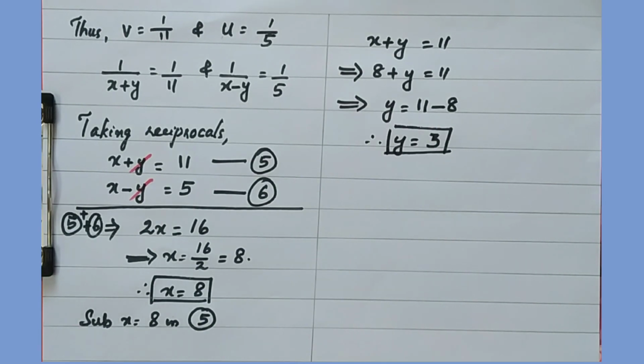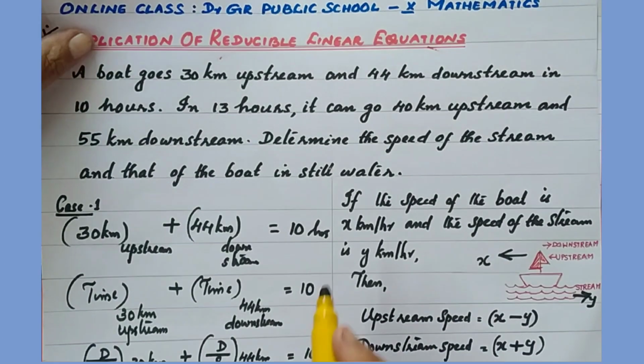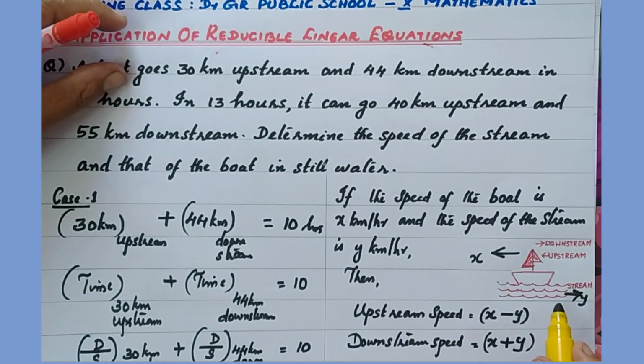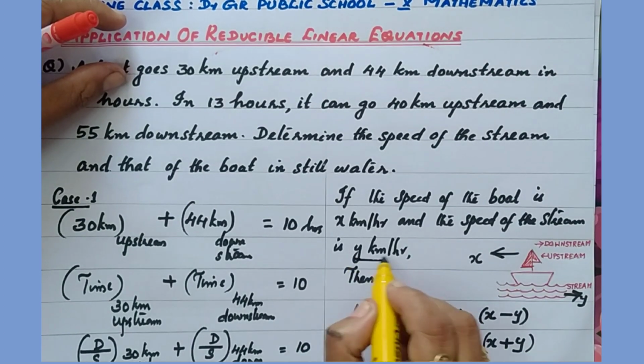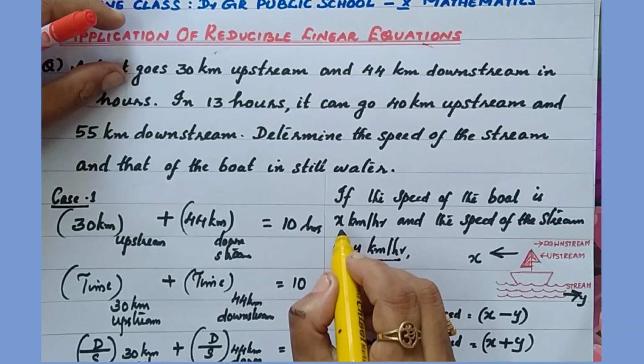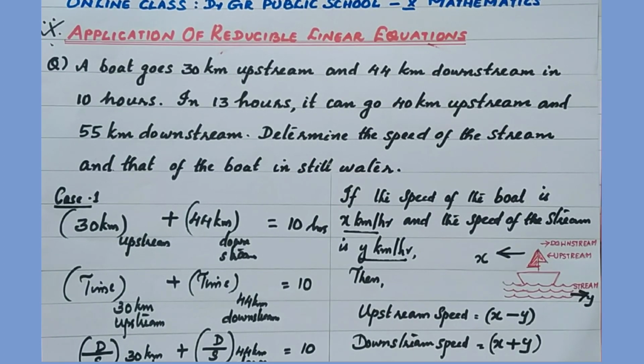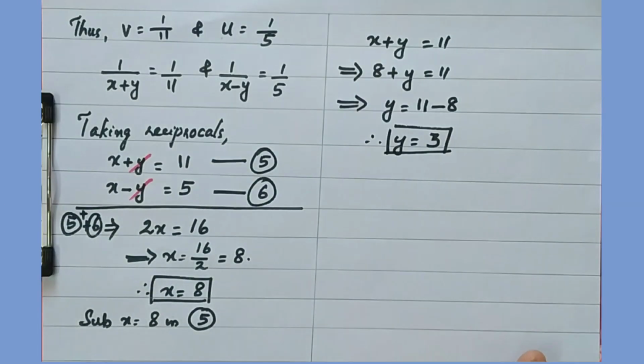Now your question is find the values of x and y. Okay, come to your question again. Determine the speed of the stream and the speed of the boat. What is the speed of the stream? Speed of the stream is y km per hour and speed of the boat is x km per hour. So in all the questions try to take the boat speed as x and the stream speed as y. So we need to write at last.